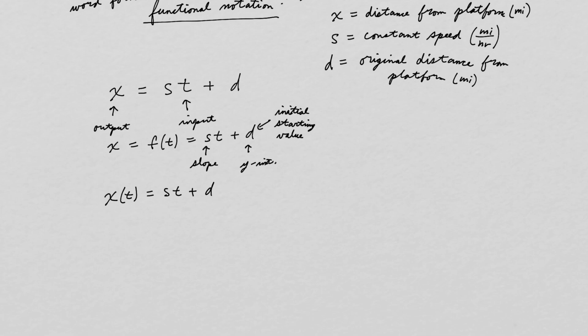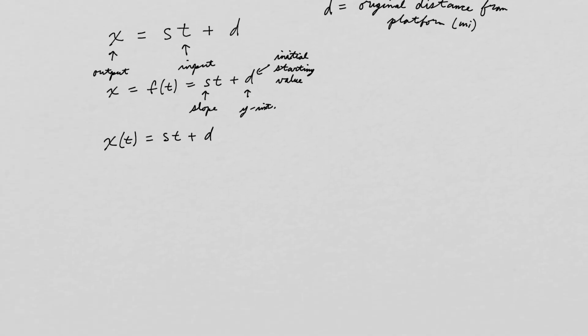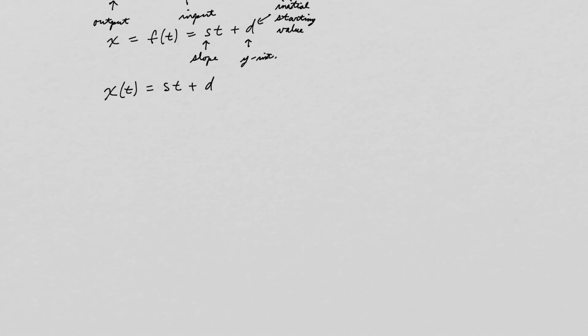So that was function notation form. What about tabular form? Let's do this as a table. As a table, we're going to have to come up with some specific values here. So I'll say tabular form.